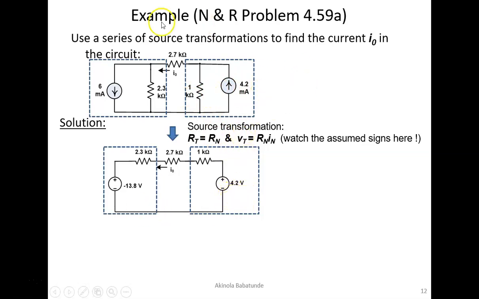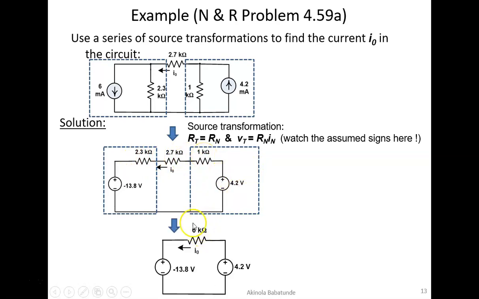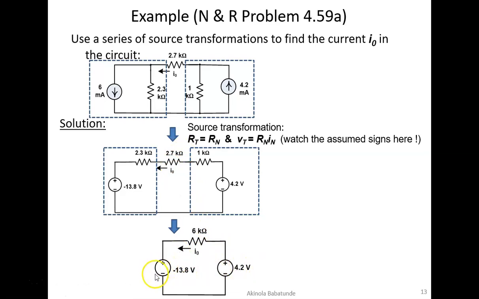As you can see, we have further reduced this complex circuit to something simpler than what is given. 1 kilo ohms, 2.3 kilo ohms, and 2.7 kilo ohms are now in series. If resistances are in series, you add them together. So this gives us 2.3 plus 2.7 plus 1, and that should be 6 kilo ohms. That's exactly why we have 6 kilo ohms here. Don't forget, the I naught is still retained, and it's flowing in this direction. Now we have two voltage sources. The first one is minus 13.8 volts, and the second is 4.2 volts.